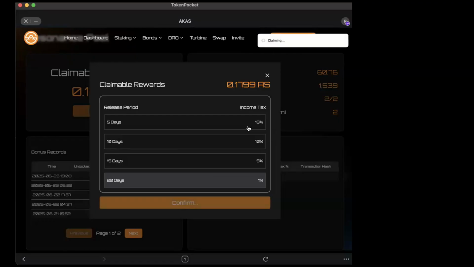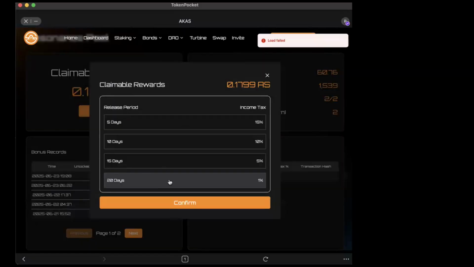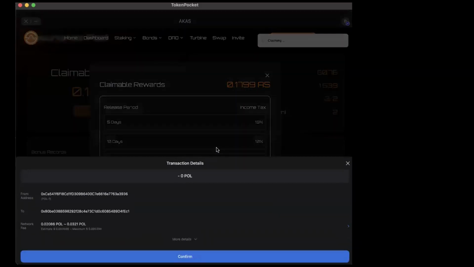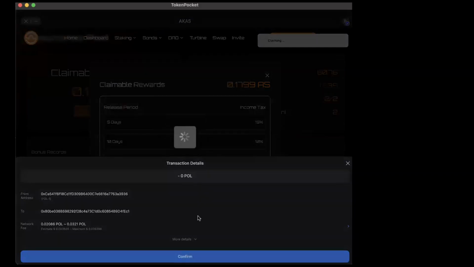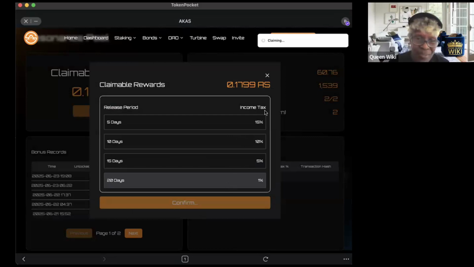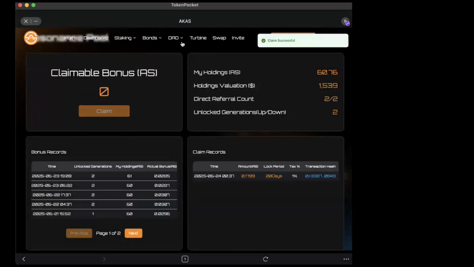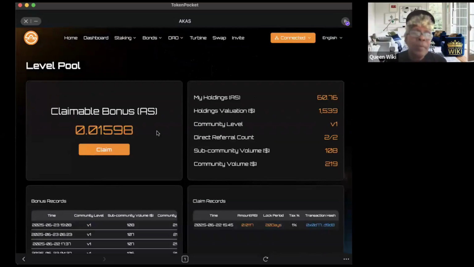Whether I claim or don't claim the claimable amount is the same thing. It won't be auto compound. I did mine already to see what would happen. I did it for 20 days. For all these, the resonance pool and level pool, we can all claim every day.